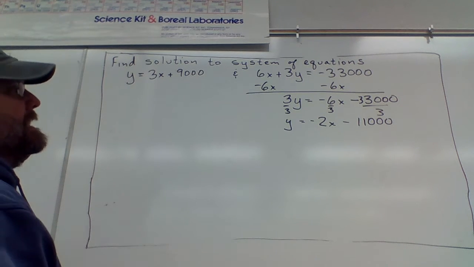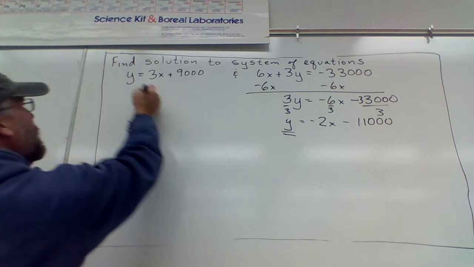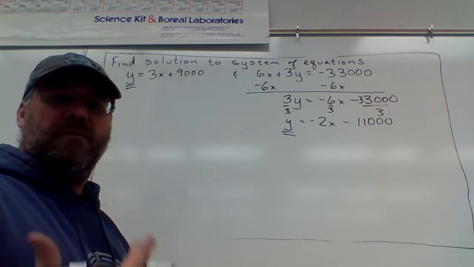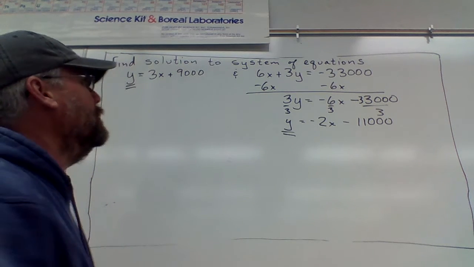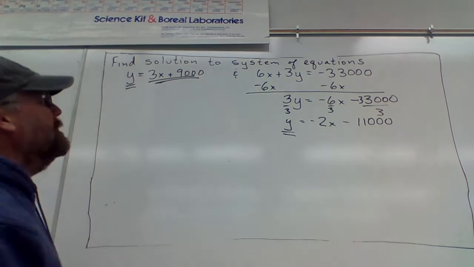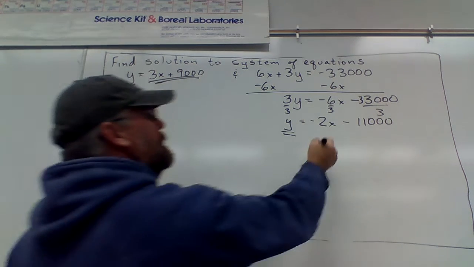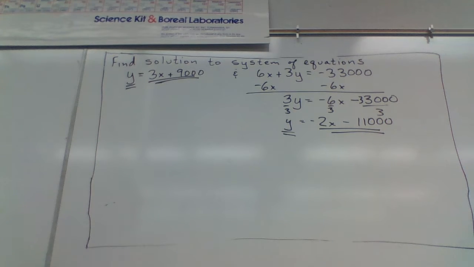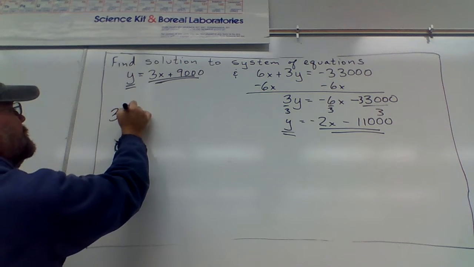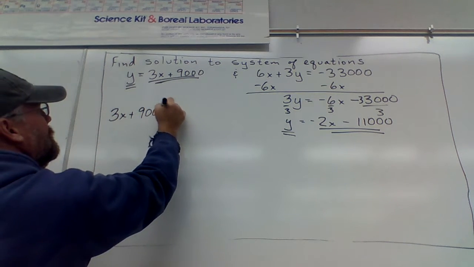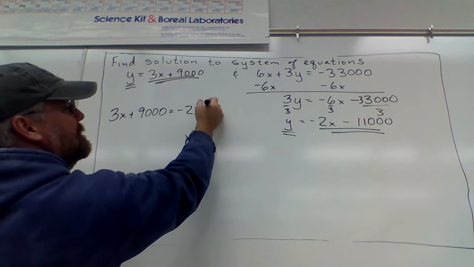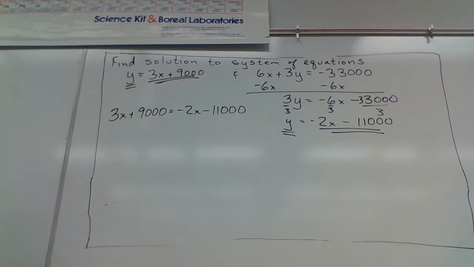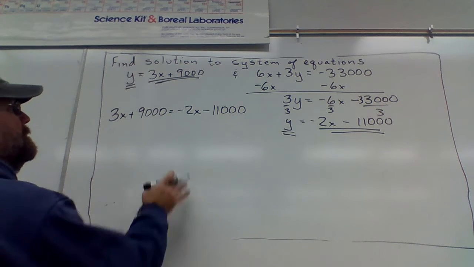So now the idea is I've got a y here and I've got a y here. Well, those are the same thing. So if those are the same thing, what I can do is take this 3x plus 9,000 and set it equal to this negative 2x minus 11,000. And so I'm going to go 3x plus 9,000 equals negative 2x minus 11,000. And then I'm going to solve for x.